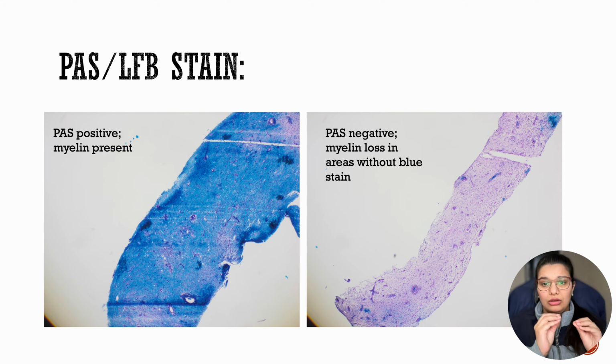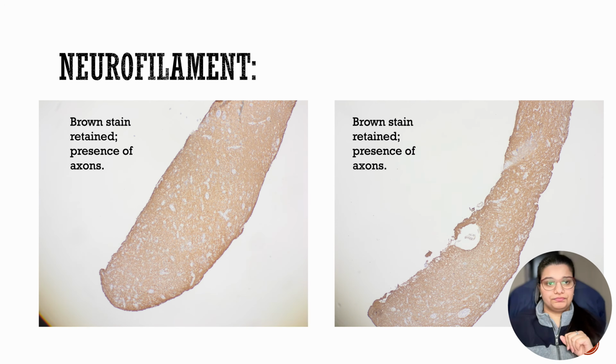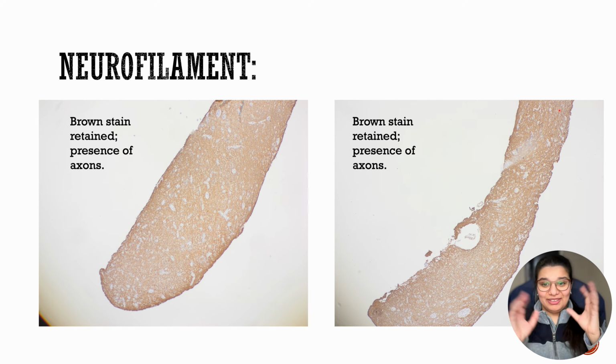Now how would that be solved? We did a neurofilament stain, and that is gonna be the game changer. Neurofilament stains for the presence of axons. So you see this brown staining, which indicates that neurofilament is positive. That means axons are present, and in that abnormal area neurofilament is still present, brown stain is seen, and that means axons are present.